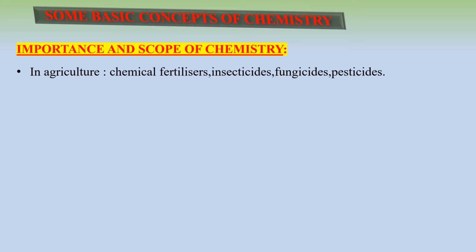Firstly, importance and scope of chemistry. In agriculture, chemistry plays a vital role in manufacturing chemical fertilizers and insecticides, fungicides, and pesticides. Okay, and food preservatives, like in chips packets, you have observed that they spray nitrogen to protect them from spoiling.